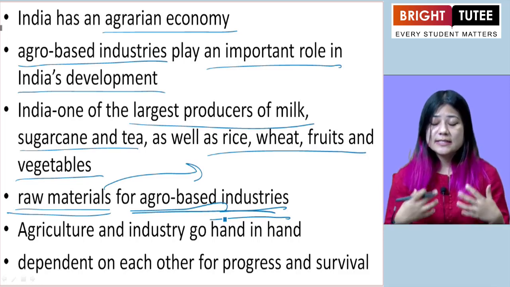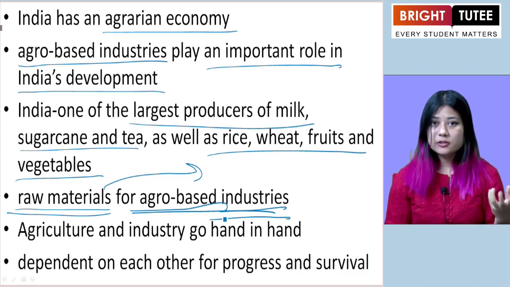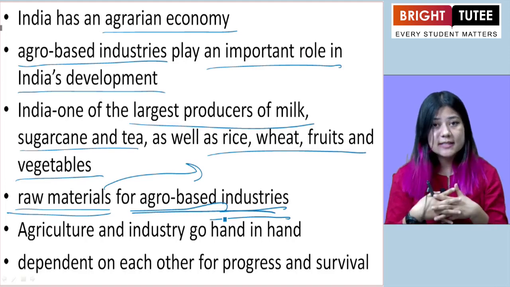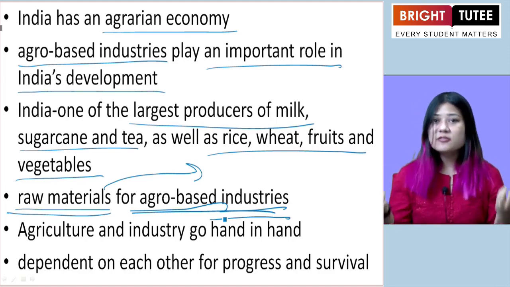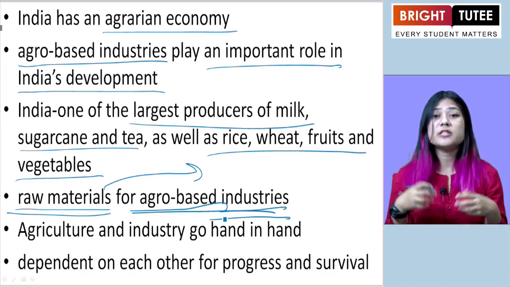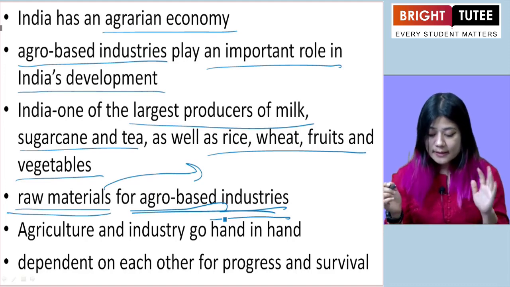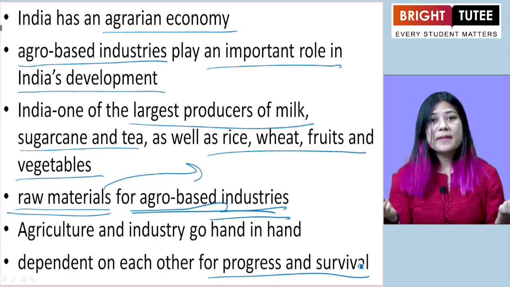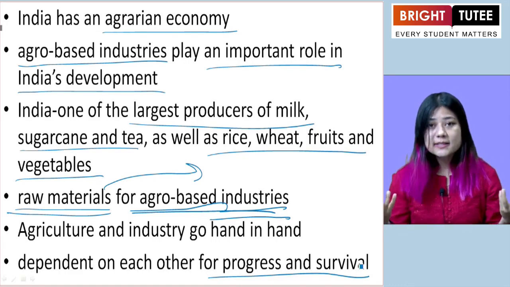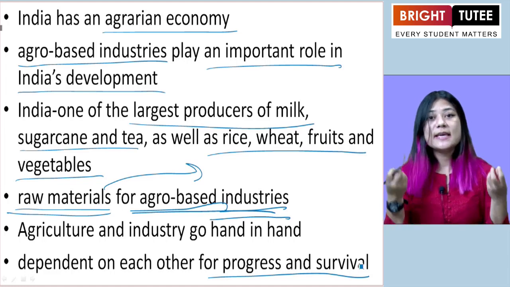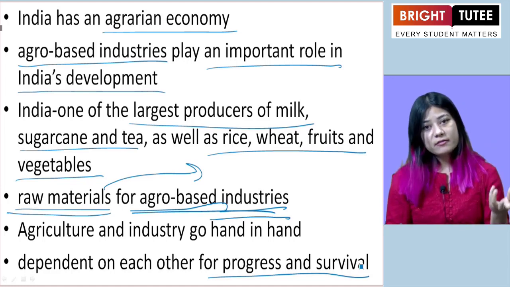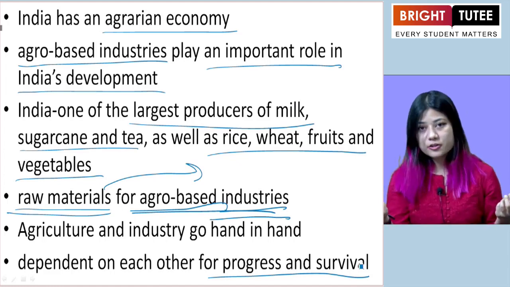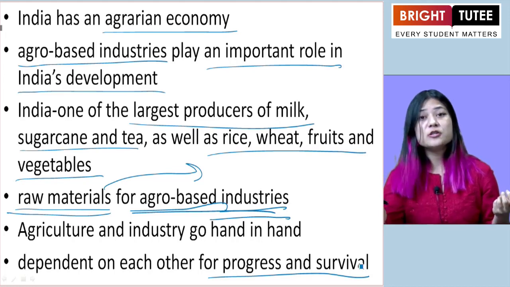Now, this itself helps us understand how agriculture on one hand and industries on the other hand go hand in hand. They are related. They are linked. They depend on each other for their activities, for their functioning. The dependence on each other is both for progress and survival. With the dependence on each other, they can progress, they can develop, they can grow, as well as they can survive.